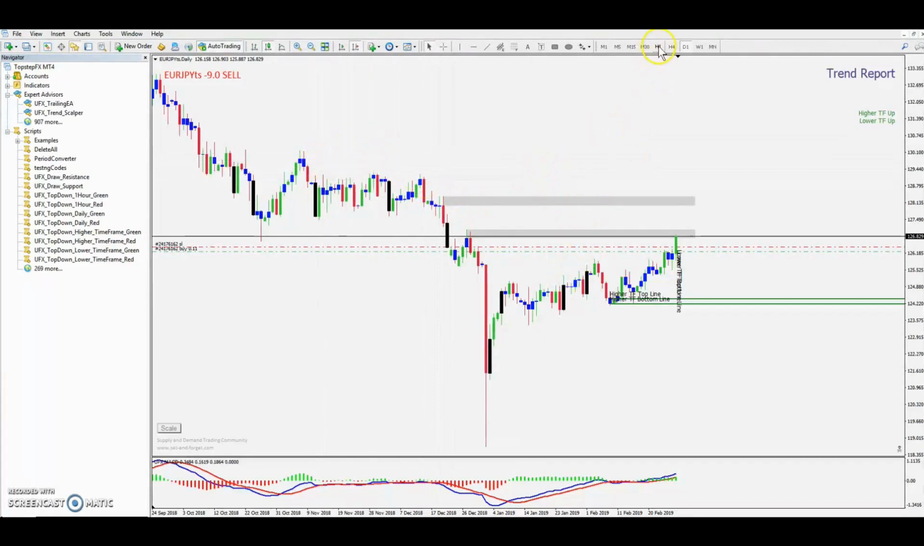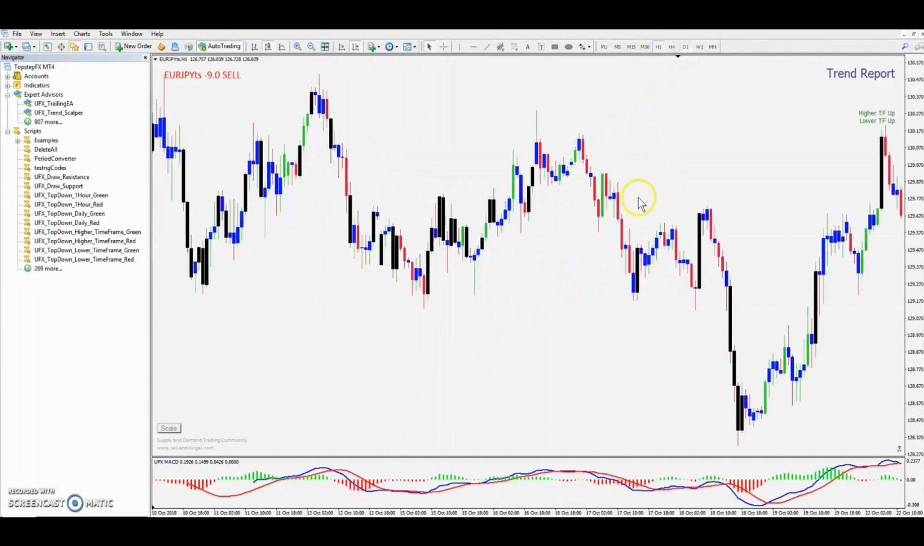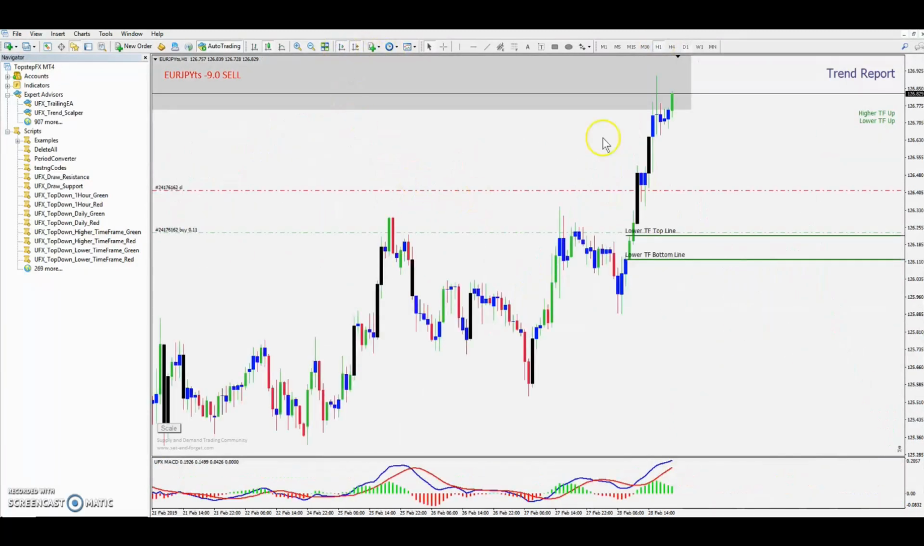Now when we go back to the 1 hour, we can see we're coming right up. Big long run up here, so obviously coming into the daily resistance area, I wouldn't be wanting to take buys and scalp on the 5 minute. It just wouldn't make sense.